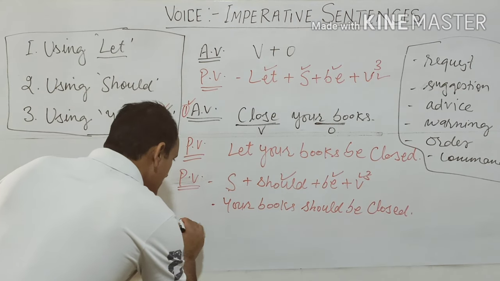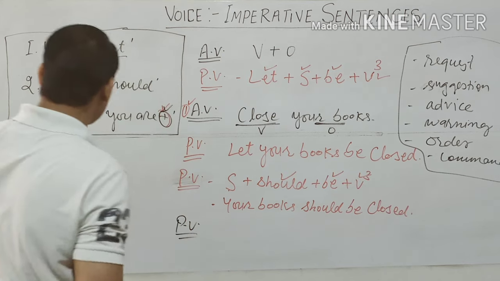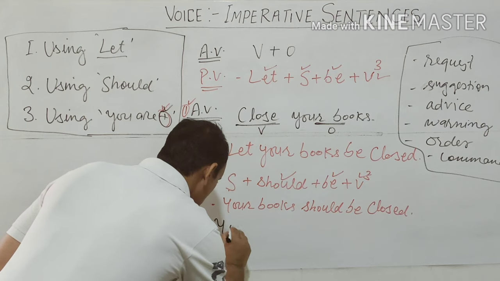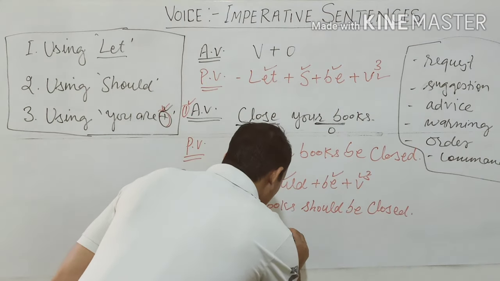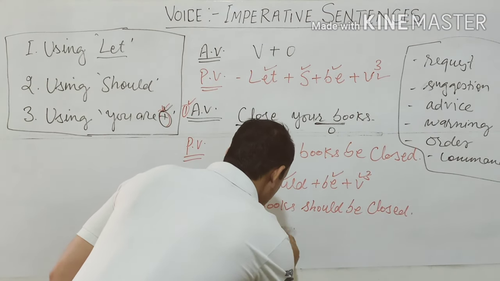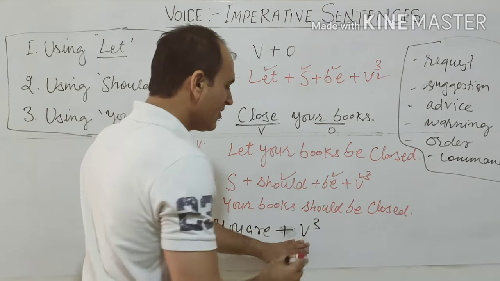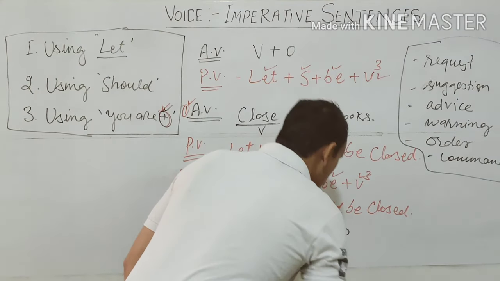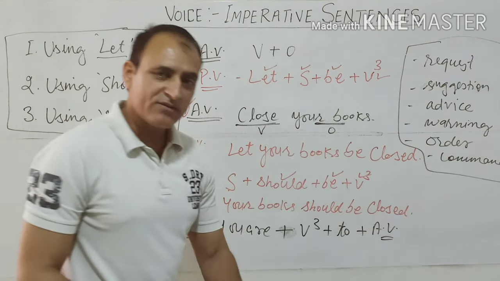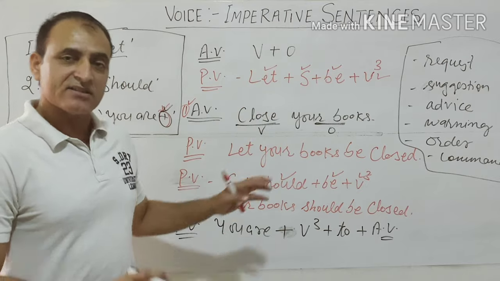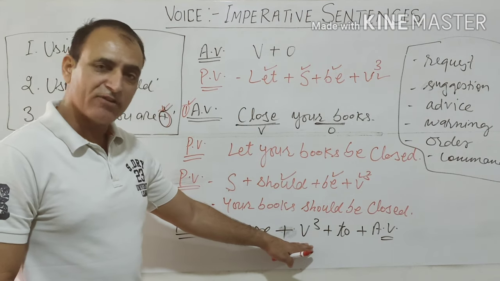So if we change it into passive voice, the structure will become, with the help of "you are", plus the third form of the verb, and then we use "to" plus the active voice. Whatever it is there in the active voice sentence, the same we have to copy paste. So we'll start with "you are", then the third form of the verb.